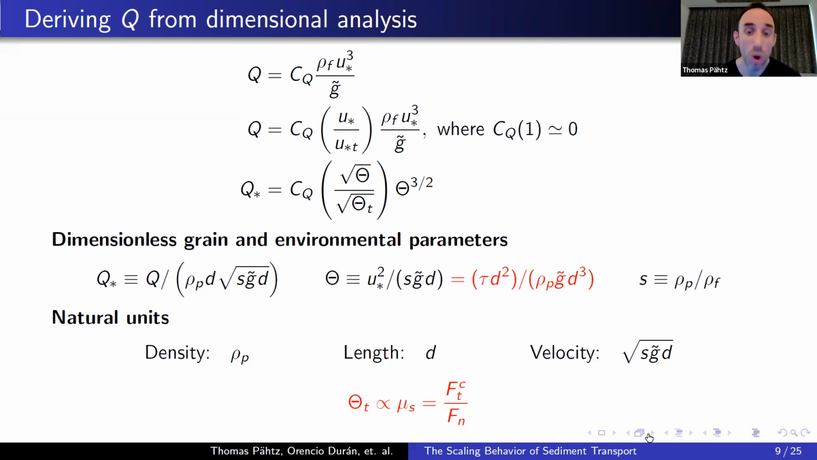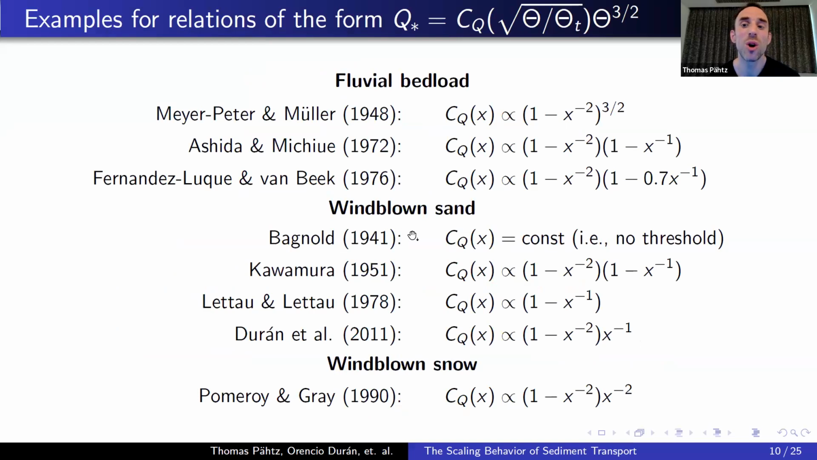Okay? So based on this dimensional analysis, we have that the dimensionless sediment transport rate is the Shields number to the power 3/2, times a factor that depends on the relative distance from the threshold. And almost all published equations in the literature have exactly this shape. These are just a few examples. I could give you probably 50 to 100 more.